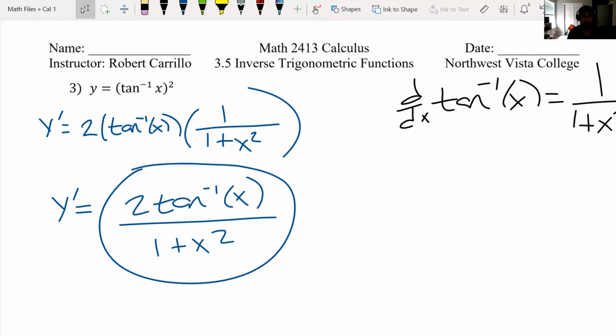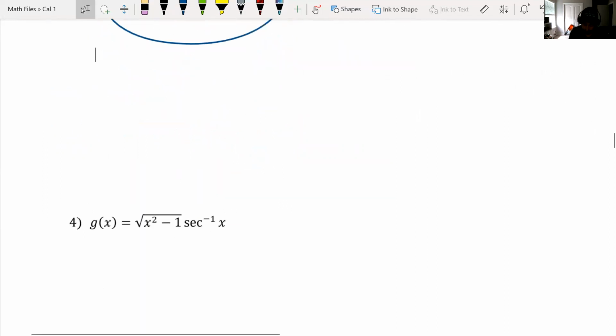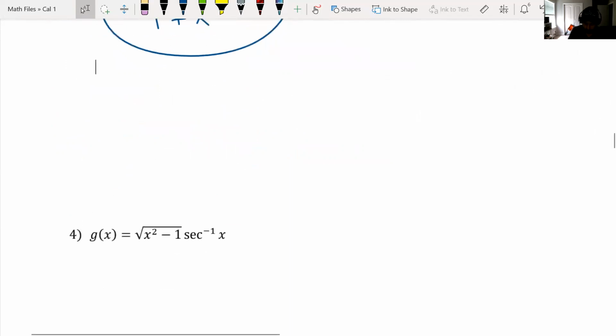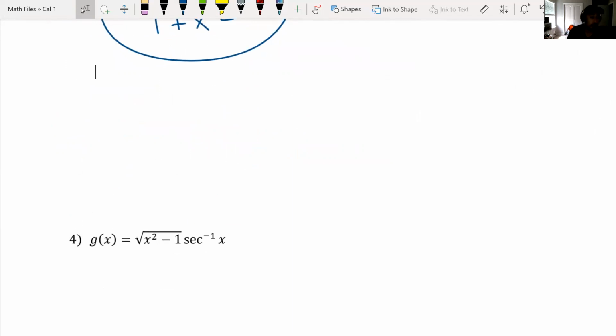All right, not bad. Okay. 4. This is going to be product rule, right? There's f, there's g.